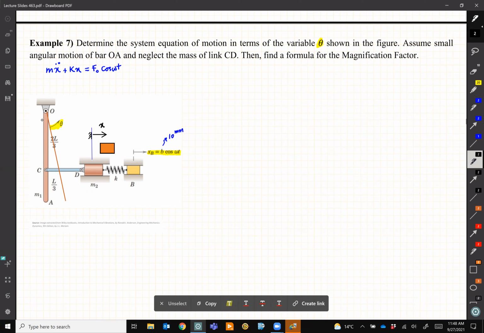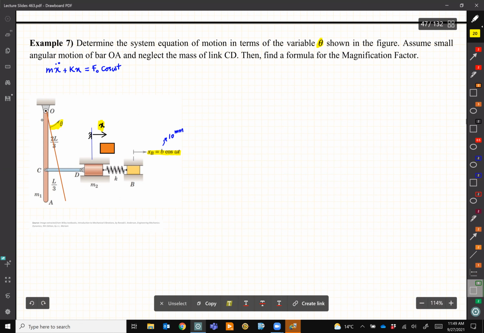Since we are still in single degree of freedom, this is an alarm for us. Why do I have two variables here, x and theta? So there should be a relation between these two. Otherwise, it is 2 degrees of freedom, and we have no idea how to deal with 2 degrees of freedom. So far, we learned to end up with only one equation, and that equation should have only one variable.